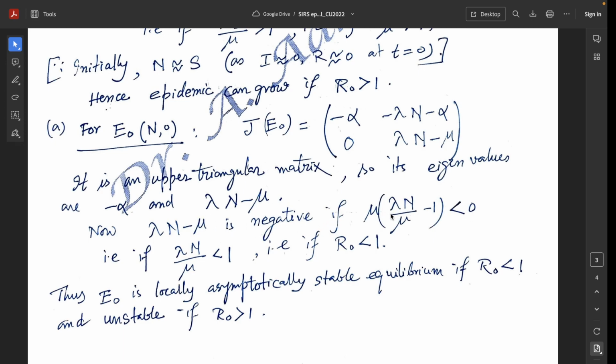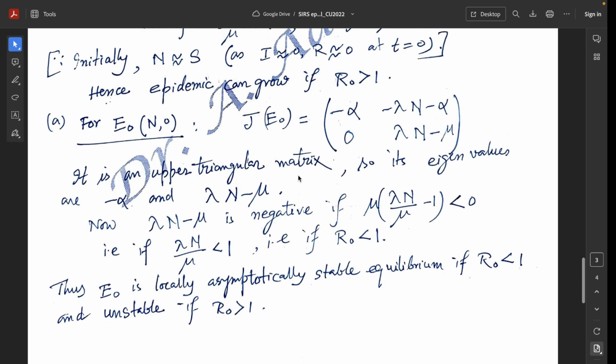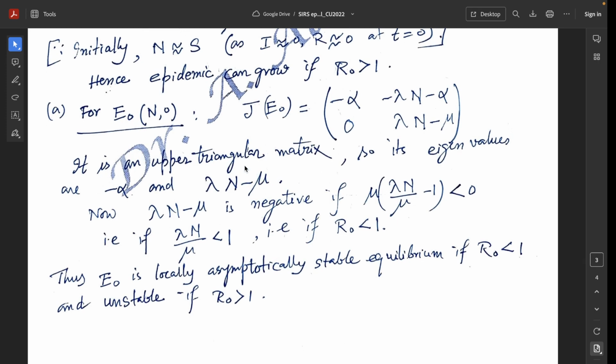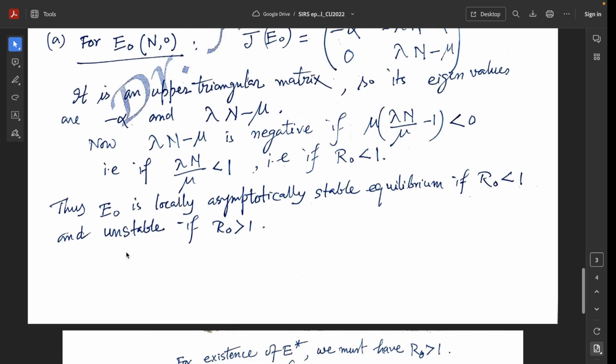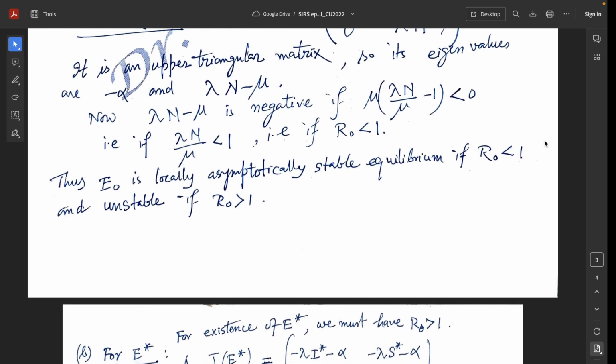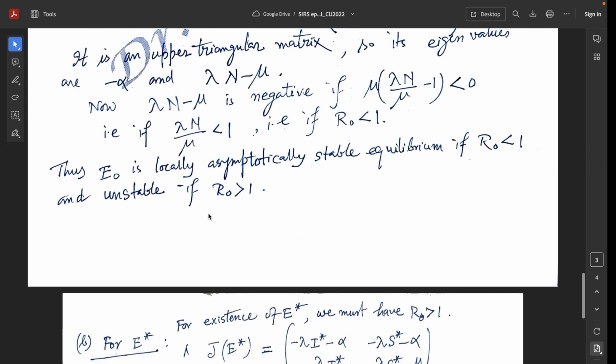Taking mu common, lambda n by mu minus 1 is less than 0, that is, lambda n by mu is less than 1, because mu is positive. So if R0 is less than 1, then the eigenvalue lambda n minus mu is negative. So both eigenvalues are negative, hence this equilibrium E0 is locally asymptotically stable if R0 is less than 1, and if R0 is greater than 1, it is an unstable equilibrium. And then the endemic equilibrium E star exists.